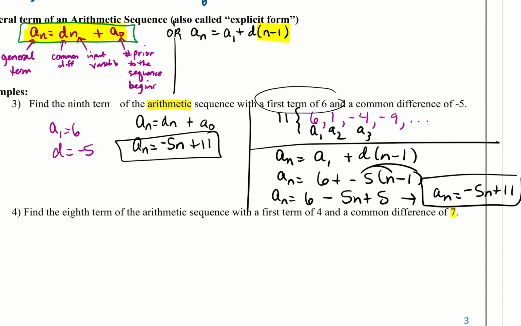It just depends whether or not I'm comfortable moving backwards in that list to find the zero term, essentially the y-intercept. All right, now this is the general term. That's not quite what they asked. They asked for the 9th term. So once I have the general term, if I wanted to find the 9th term, I would just substitute in a 9. So a sub 9 is negative 45 plus 11, which is negative 34.